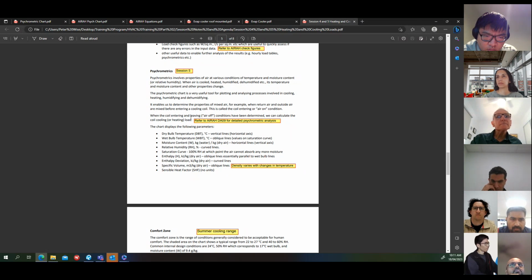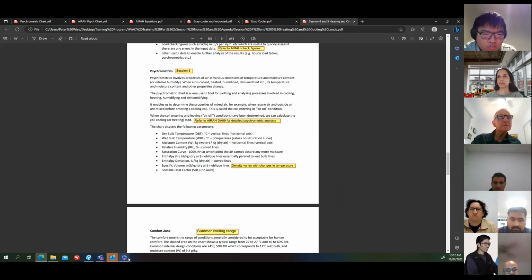When the coil entering and leaving air off conditions have been determined, we can calculate the coil cooling or heating load. And I've added this note, and I'll send you these notes after the session. In ERA DA09, there is a chapter on psychrometric analysis. This is a very good chapter for you to have a look through because there's a lot more detail in there than I'm going to talk about today.